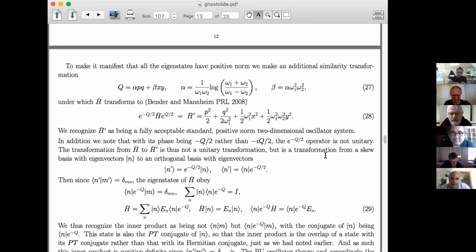No, I think you just think of it in the following way. If I just give you a skew basis, namely two vectors that are not orthogonal, I need to make a transformation to make them orthogonal. But it can't be a unitary transformation. Right. So it can be a similarity transformation, and it turns out that you can write it as an exponential. But in general, if you want to transform from a skew basis to an orthogonal basis, you just need some operator, some similarity transformation.